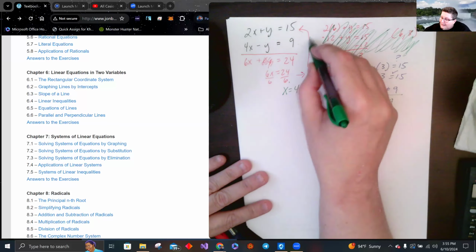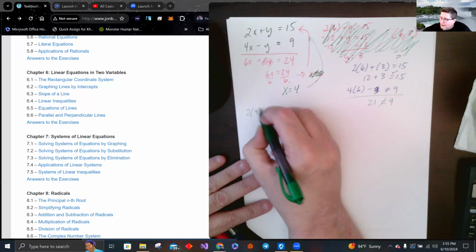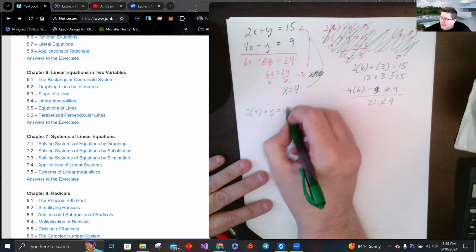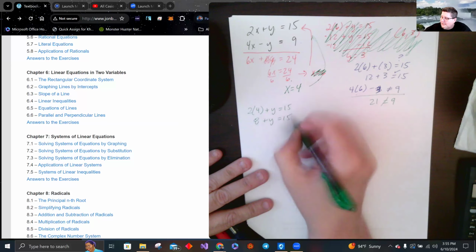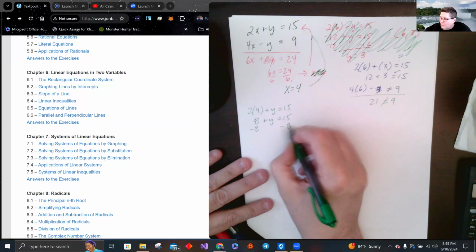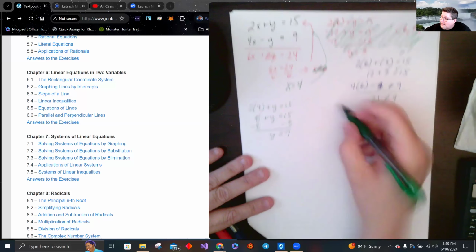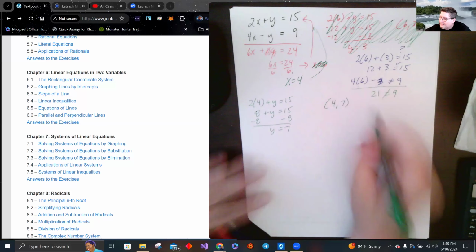I'll plug that in. 2 times 4 plus y equals 15. 8 plus y equals 15. Subtract 8, and I get y equals 7. So the point is 4, 7.